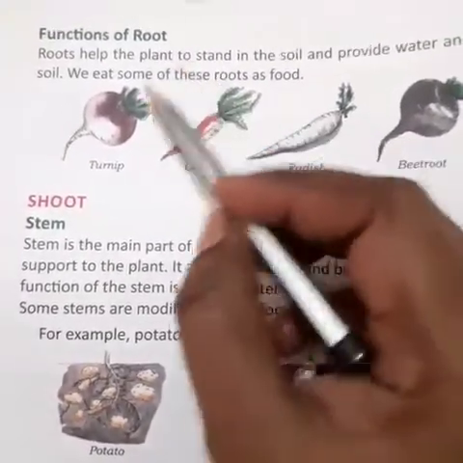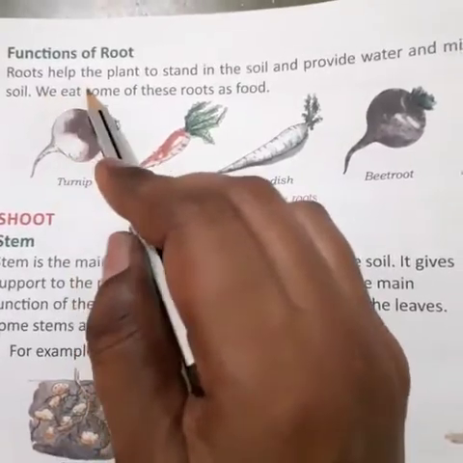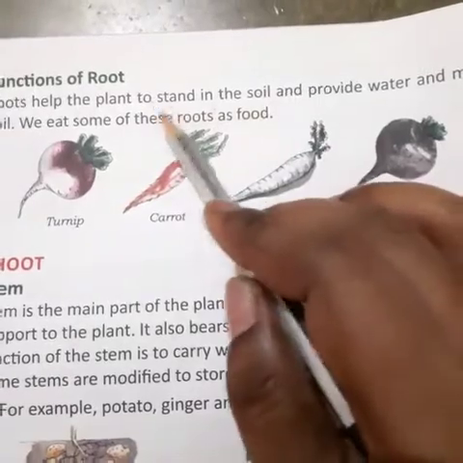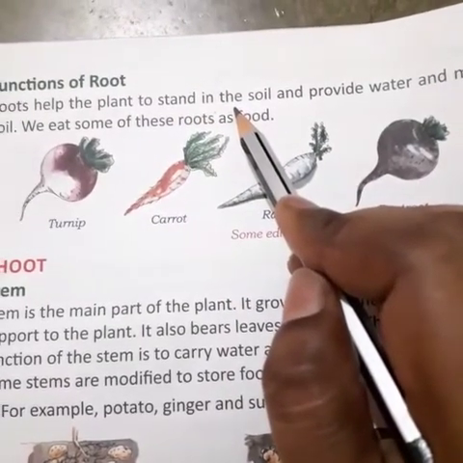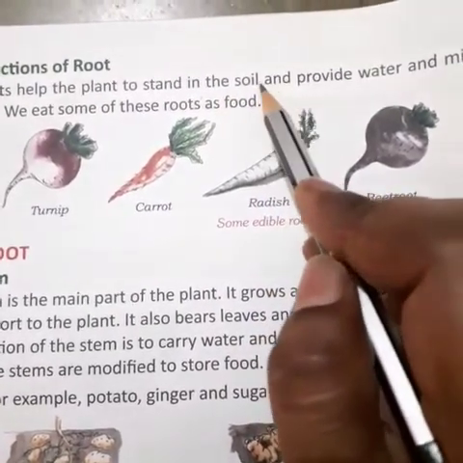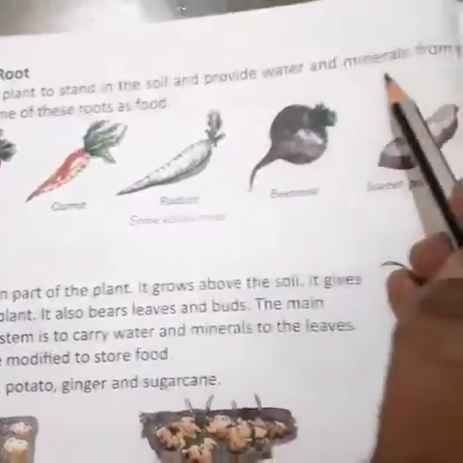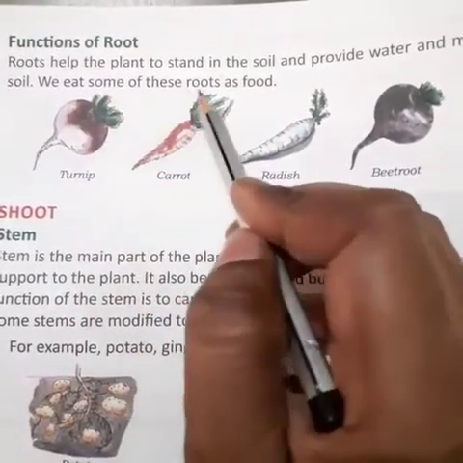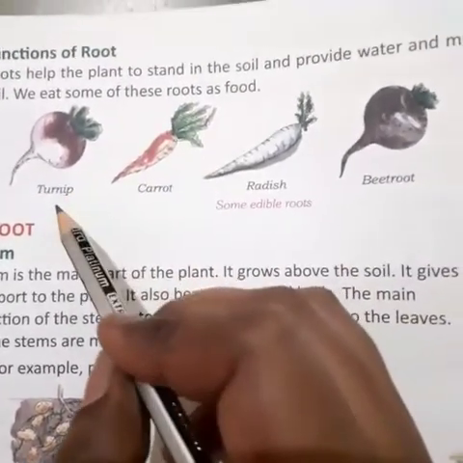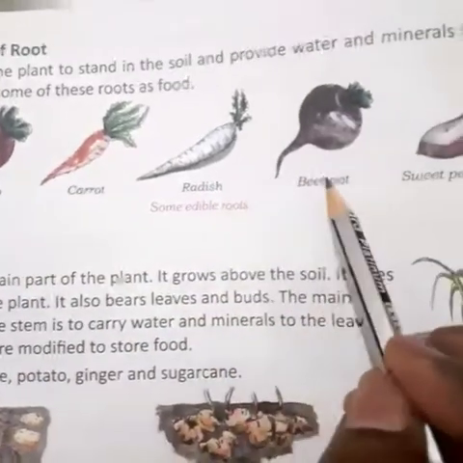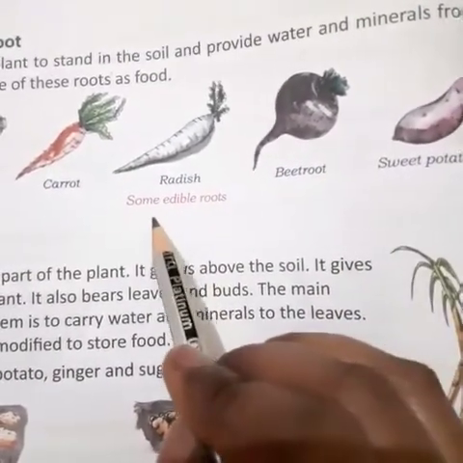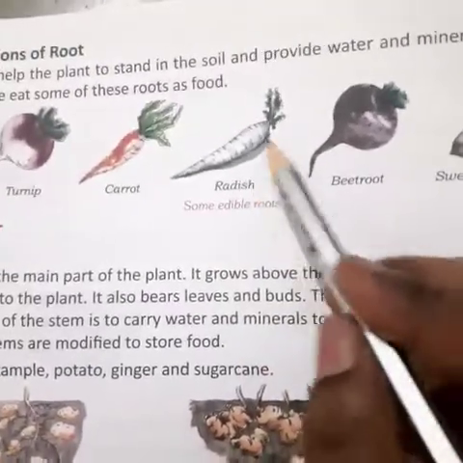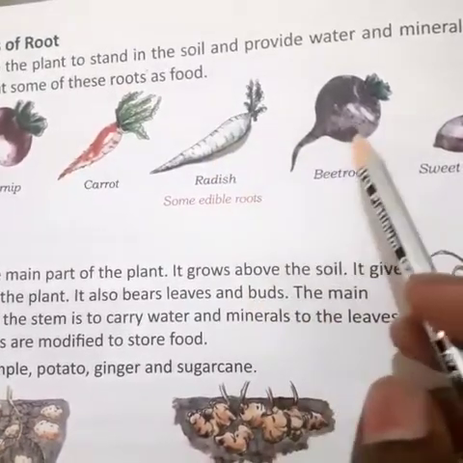Functions of root. Roots help the plant to stand in the soil and provide water and minerals from the soil. We eat some of these roots as food, like turnip, carrot, radish, beetroot, sweet potato. These are edible roots.